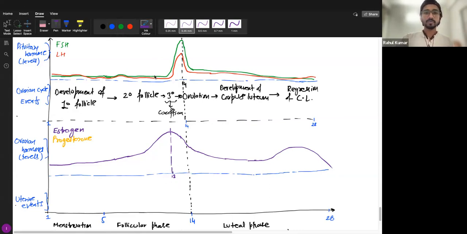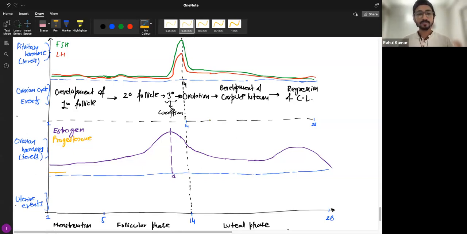Now let's see what happens to progesterone. Progesterone stays very low, lower than estrogen, because progesterone, let me give you a hint, is secreted by two kinds of tissues. One is the embryo which forms placenta. After implantation, placenta secretes progesterone. But here we are just talking about the cycle, so no pregnancy. So in this cycle, progesterone is secreted by corpus luteum.